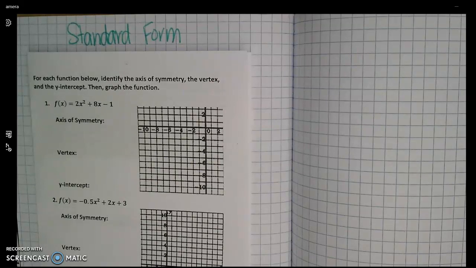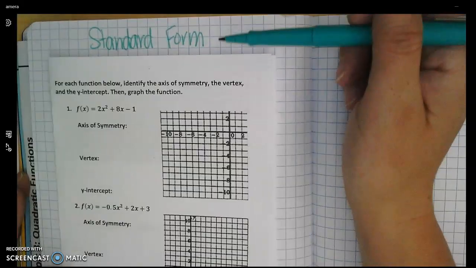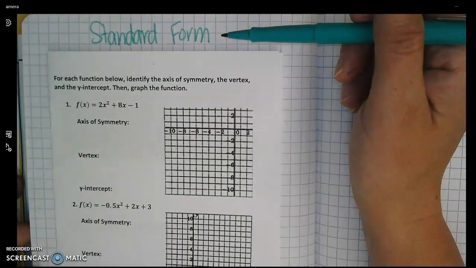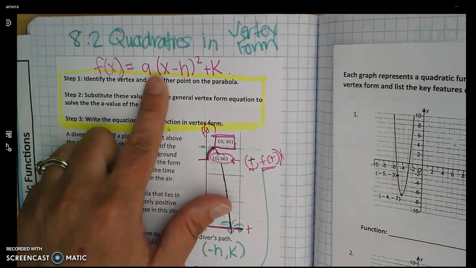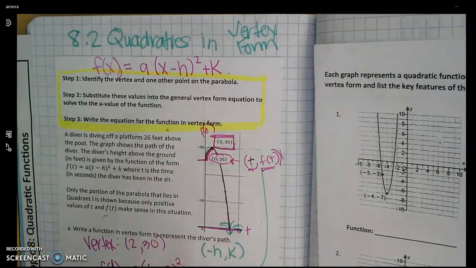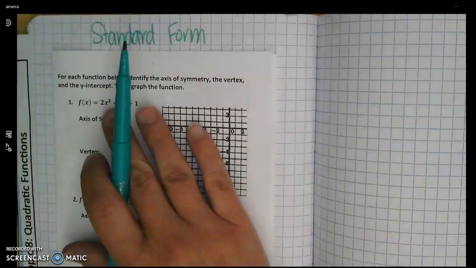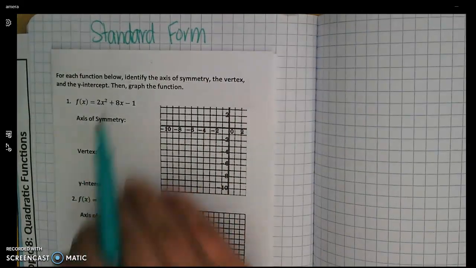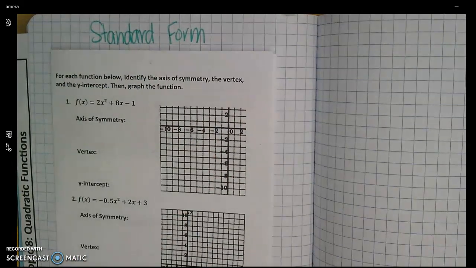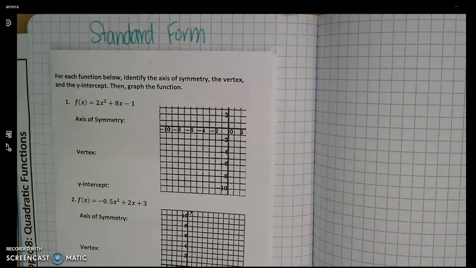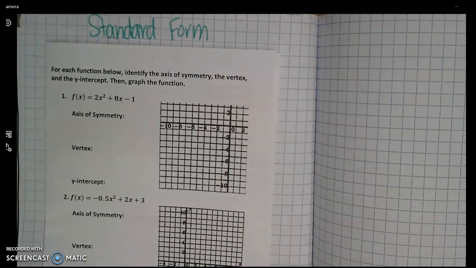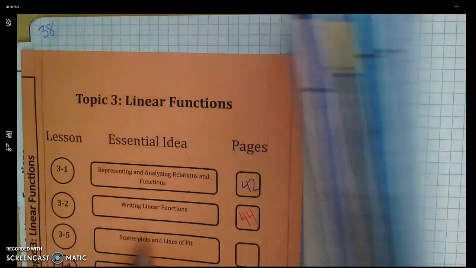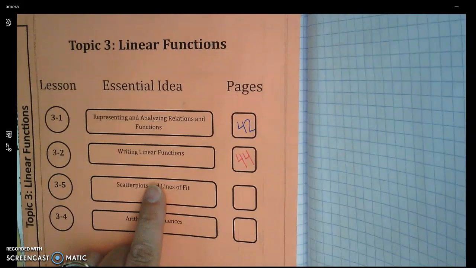But today we're going to be moving from graphing quadratics from the vertex form, which we've done the last couple of lessons, using the formula f of x equals a times the quantity x minus h squared plus k, to something called the standard form. This is just another way that we can represent quadratics, similar to when we were learning linear functions. When we were learning linear functions, we learned lots of different ways to represent a linear function.